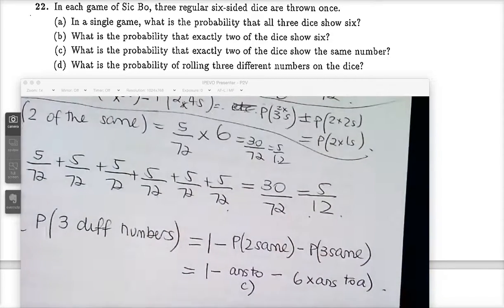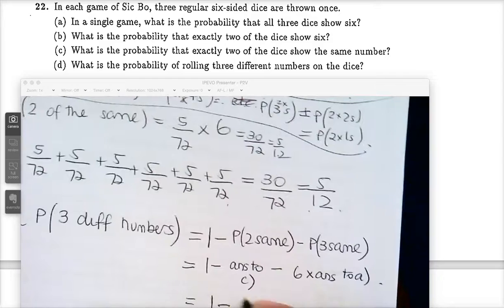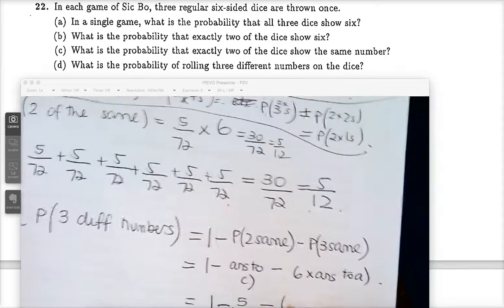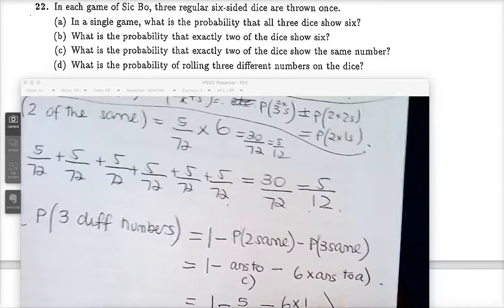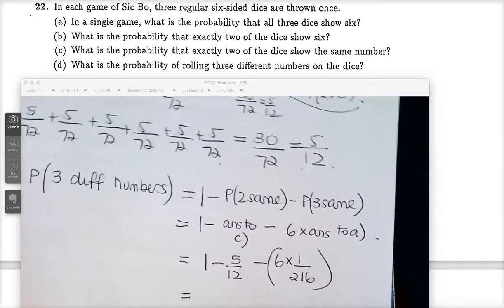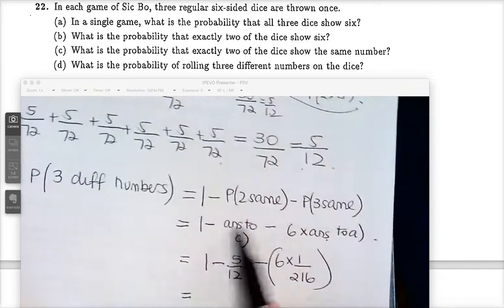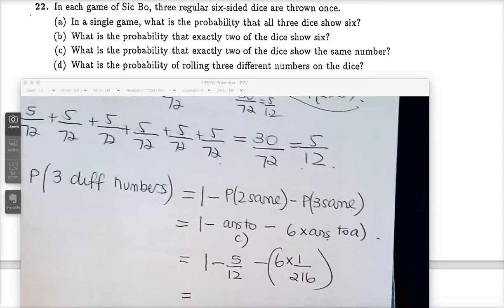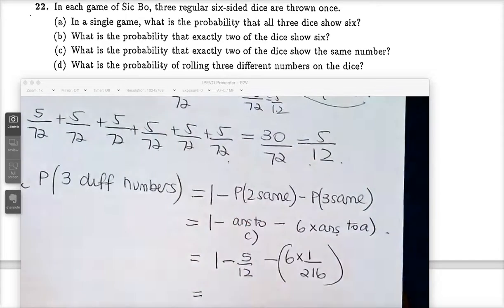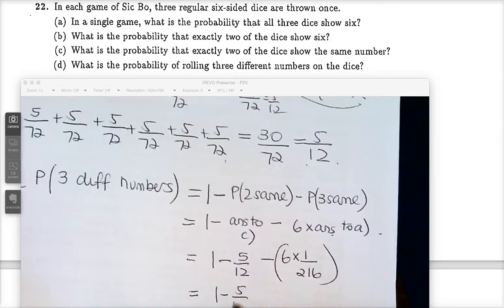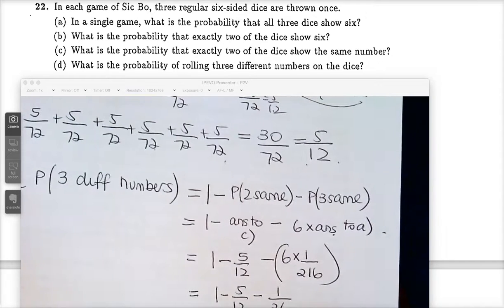Because part A is 3 6s. But then you could have 3 5s, 3 4s, 3 3s, 3 2s, and 3 1s. So it's 1 minus 5 twelfths minus 6 times 1 on 216. Are we good? So it's 1 minus the answer to, imagine trying to work them all out. It'd be a nightmare. So that's part D, probability of 3 different numbers. So it's 1 minus 5 twelfths minus 1 on 36. Well, that's 20 on 36.